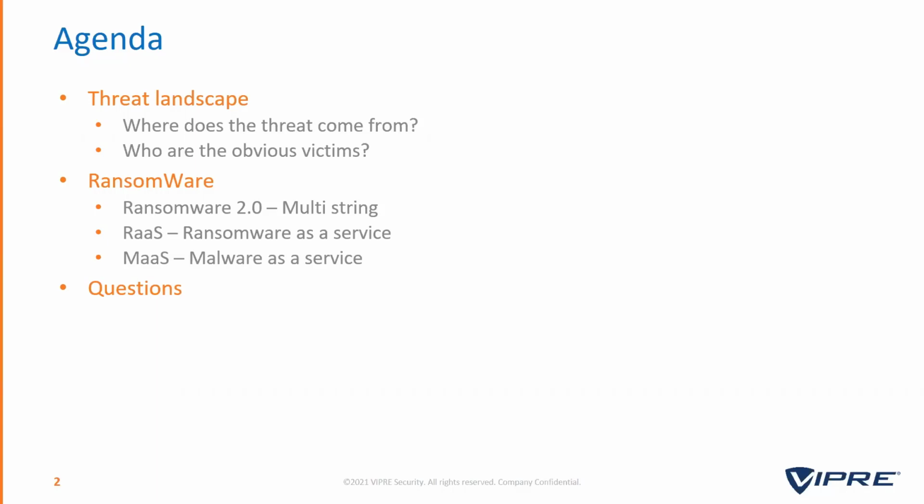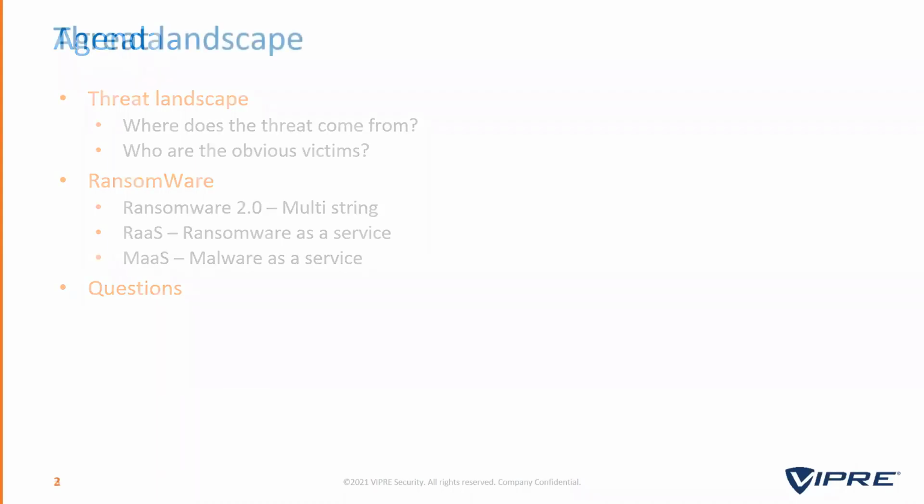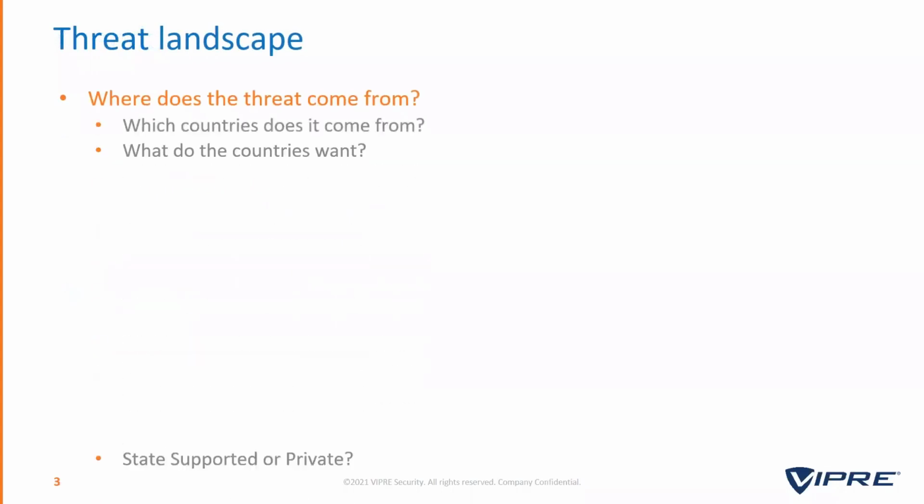In order to talk about the mutation in ransomware and how it happened, we need to create a threat landscape. What is out there? Where is it coming from? Who are the obvious victims? Then we'll go down and talk about the new ransomware, and of course go into RaaS and MaaS, so ransomware as a service and malware as a service. I will end the session with a question session. So let's start off with the threat landscape.